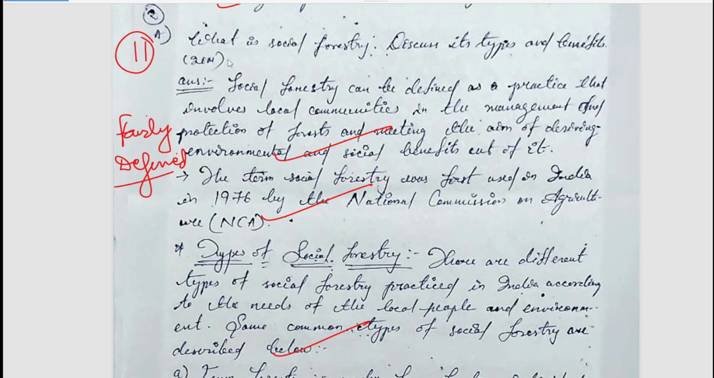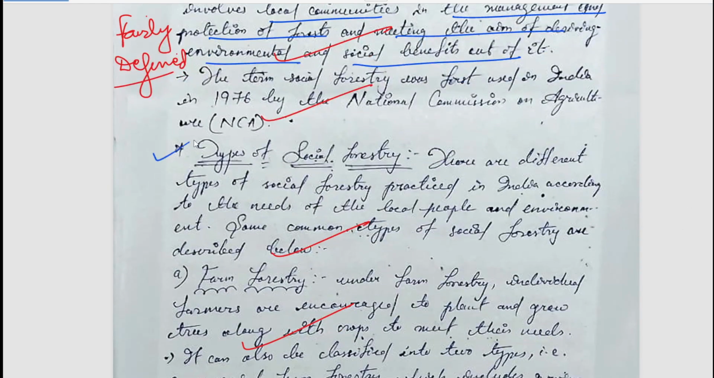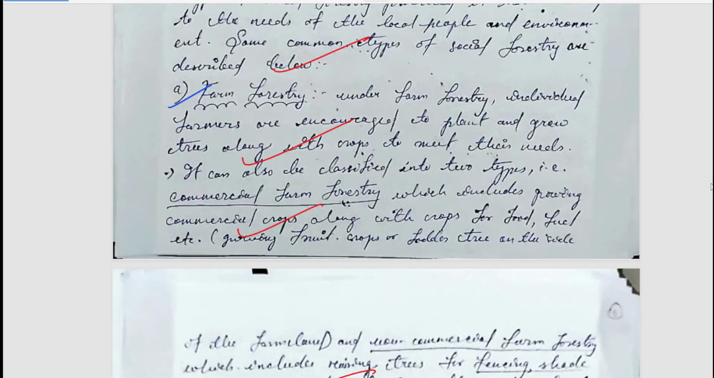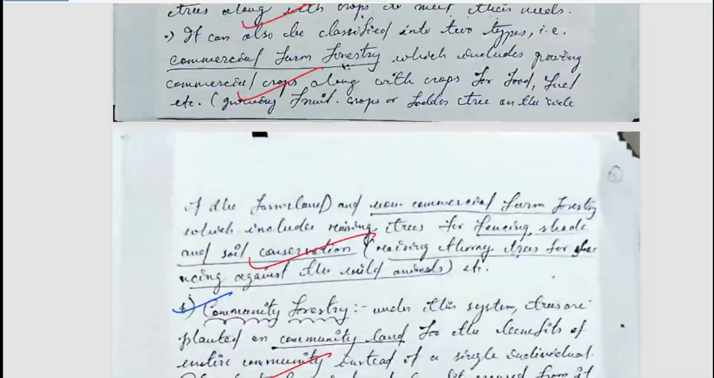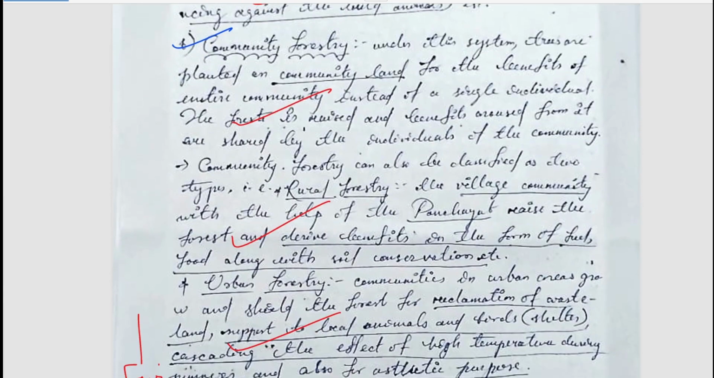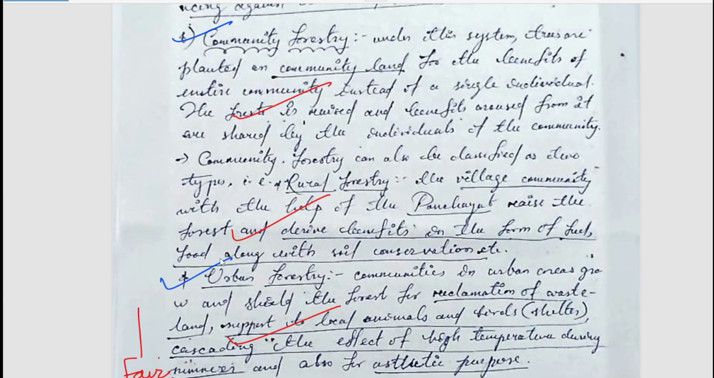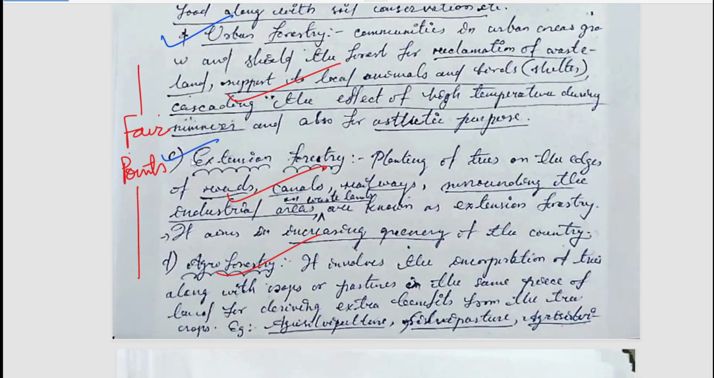So what is social forestry? It is defined as the practice that involves local communities in the management and protection of forests, with the aim of achieving environmental and social benefits out of it. This is what social forestry is. Types have been mentioned such as farm forestry and community forestry, and those are defined. You can simply pause and read it if you want to. Urban forestry has been mentioned. So all these are types of social forestry, along with extension forestry and agroforestry.